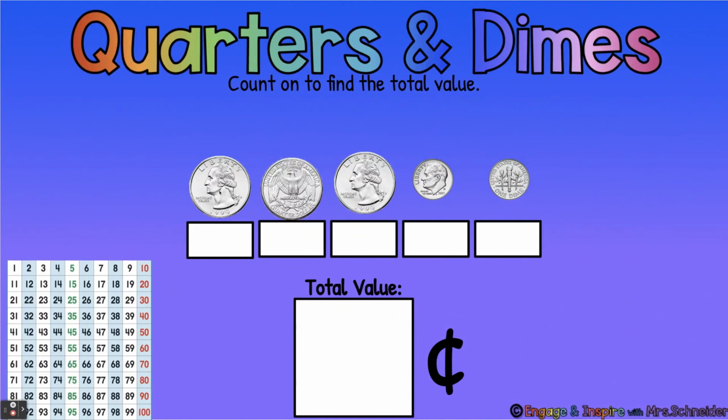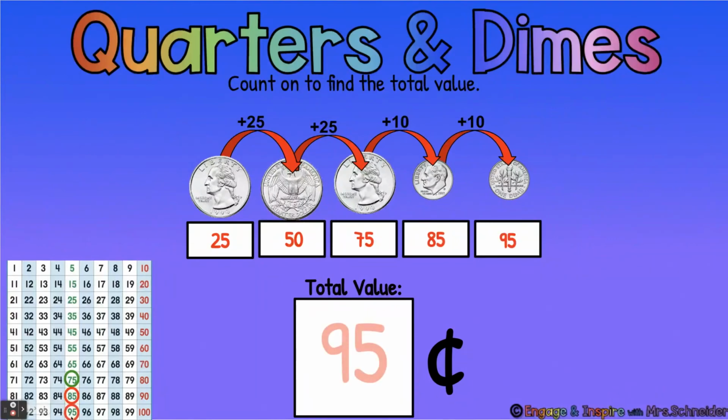Okay. 1/4 is 25. 2/4 is 50. 3/4 is 75. Let's put our finger on 75. We're going to add 10. 85. Add another 10. 95. This is 95 cents. See, when you get faster at counting, you'll just count it super fast. You'll go 25, 50, 75, 85, 95.